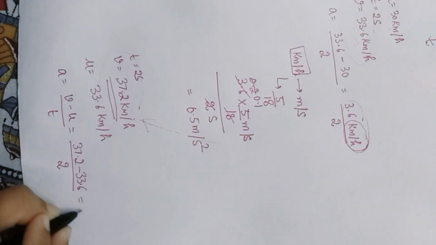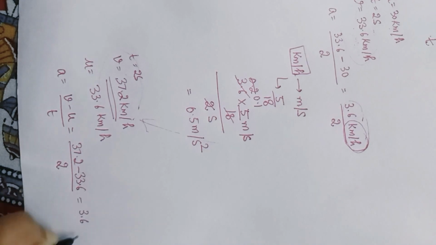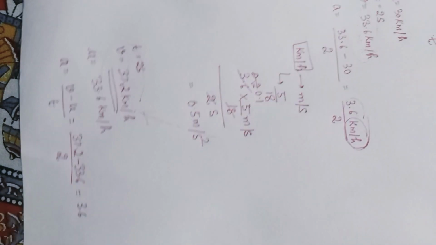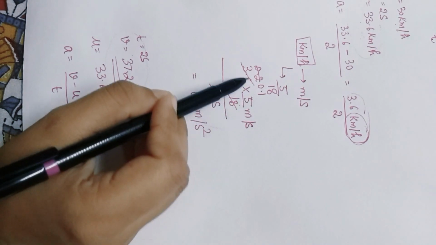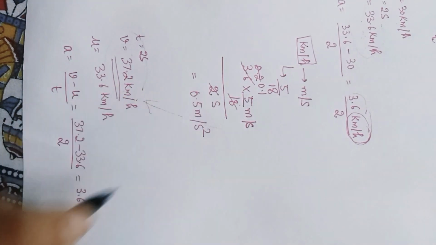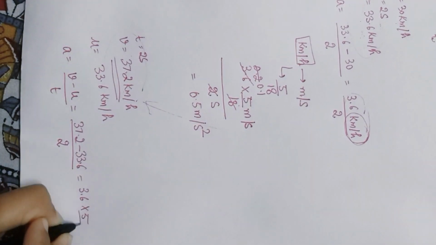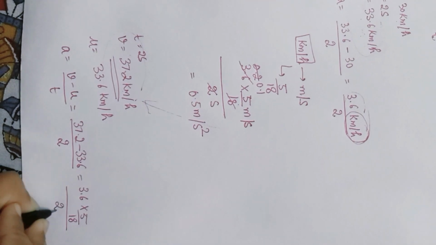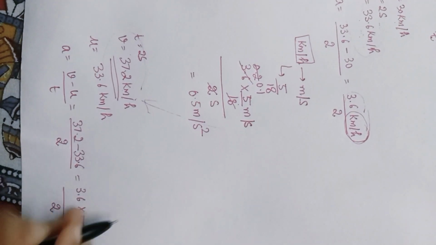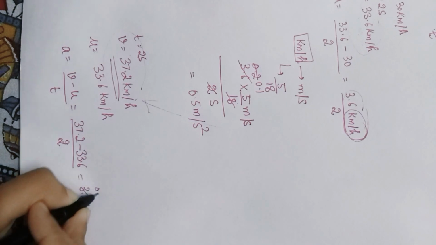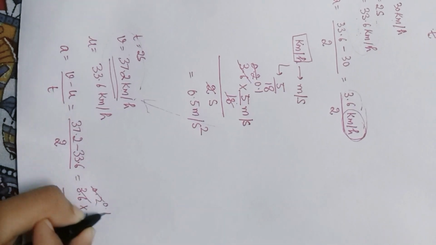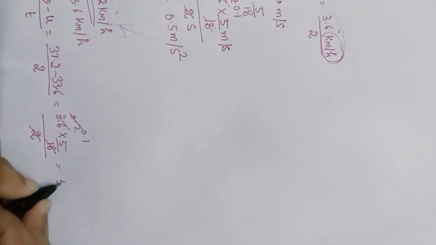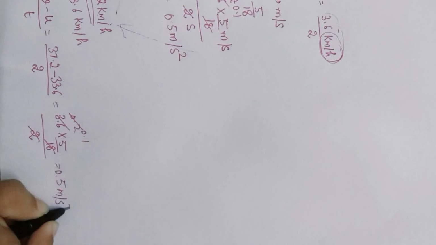After subtracting, what will we get? We will get 3.6. Again this is in kilometer per hour. So going with the same thing, I will multiply my answer by 5 by 18 upon 2. This 2 is this one. You can do the cutting again, 0.2. This cancels out, 0.1. My answer is again 0.5 meter per second square.